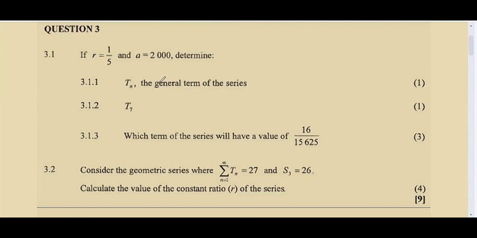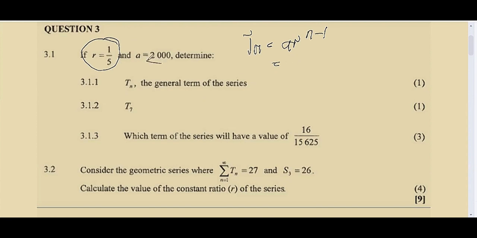Now, what type of series is this one? We can say that it is a geometric series, mainly because we have R here, right? The series that contains the common ratio is obviously the geometric series. So in order to write our Tn, we just go Tn is equal to A R to the n minus 1. This formula is given in your formula sheet.